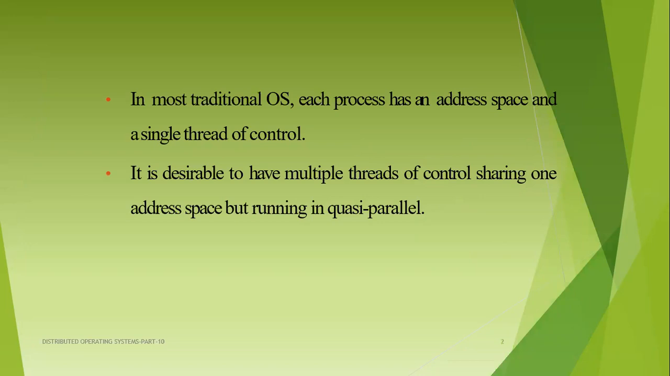On the other hand, in an operating system with a threads facility, the basic unit of CPU utilization is a thread. In this operating system, a process consists of an address space and one or more threads of control. Each thread of a process has its own program counter, its own register states, and its own stack. But all the threads of a process share the same address space, hence they also share the same global variables.